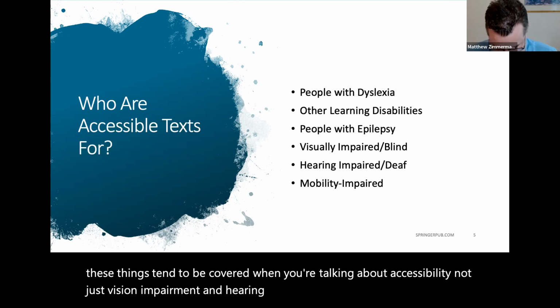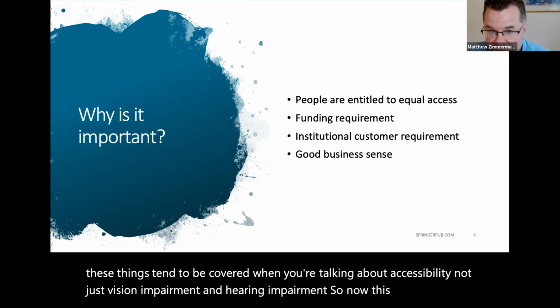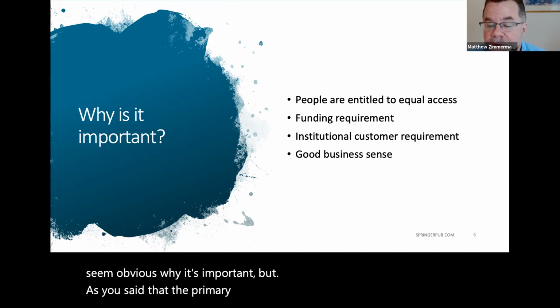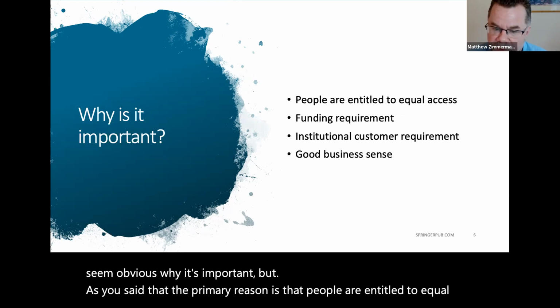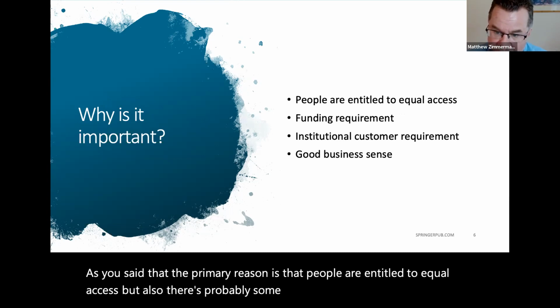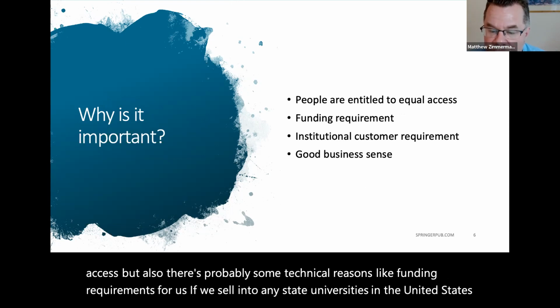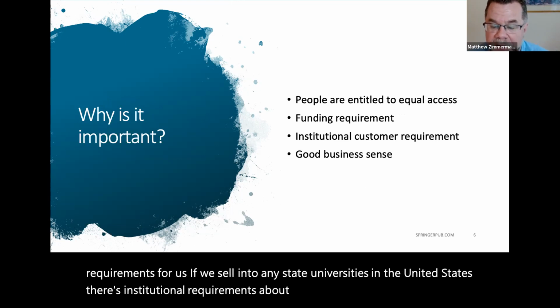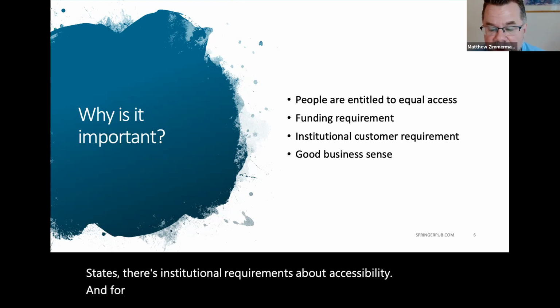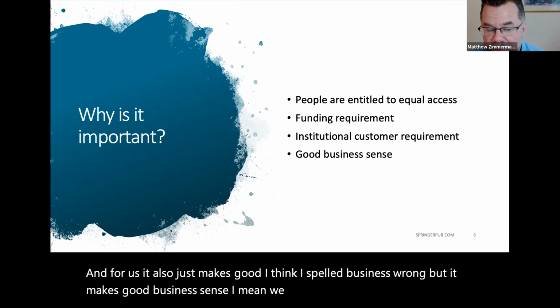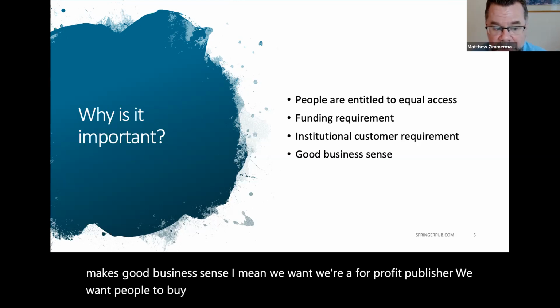Now, this might seem obvious, but as you said, the primary reason it's important is that people are entitled to equal access. But there are also technical reasons like funding requirements. For us, if we sell into any state universities in the United States, there are institutional requirements about accessibility. And for us, it also just makes good business sense. I mean, we're a for-profit publisher. We want people to buy our books, so we want as many people as possible to be able to read them.